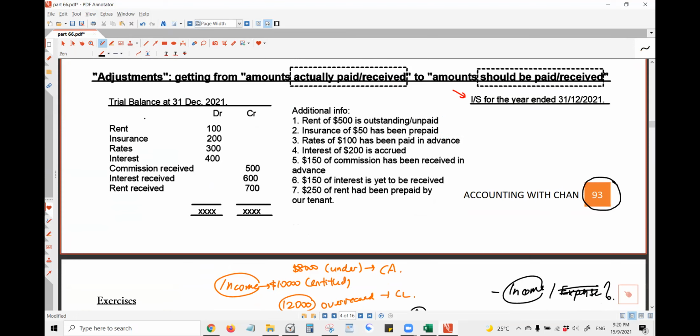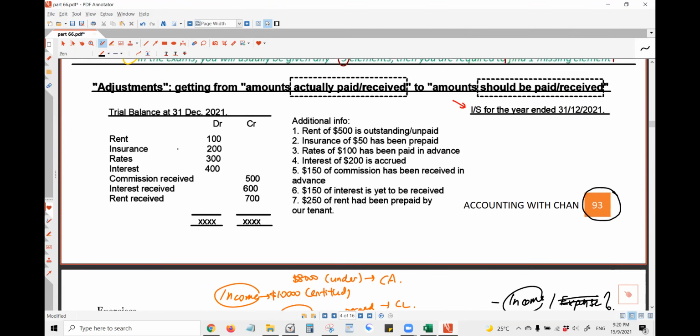Let's see. We have to first understand what is meant by the word adjustment. You have to understand. It is this word that got many students confused when the questions present it in front of them. Let me explain what is meant by adjustment. The word adjustment for this topic means you are getting from amounts you have actually paid or received to amounts you should pay or receive.